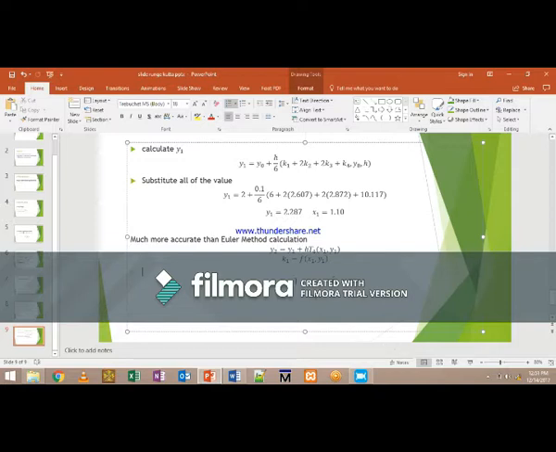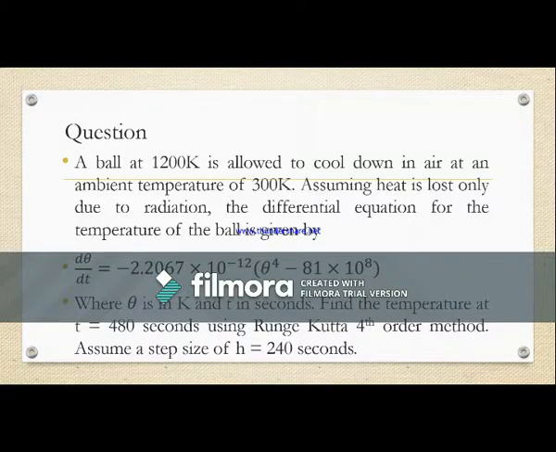Now let us look at an example to solve a problem in general engineering by using the Runge-Kutta method. A ball at 1200 K is allowed to cool down in air at an ambient temperature of 300 K, assuming heat is lost only due to radiation.